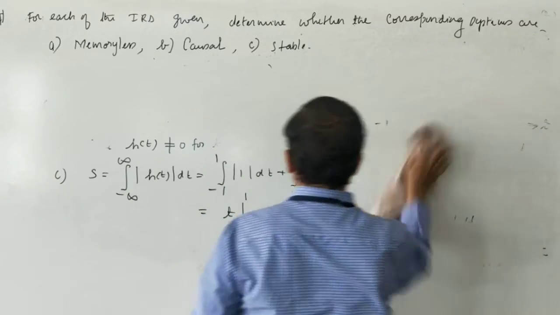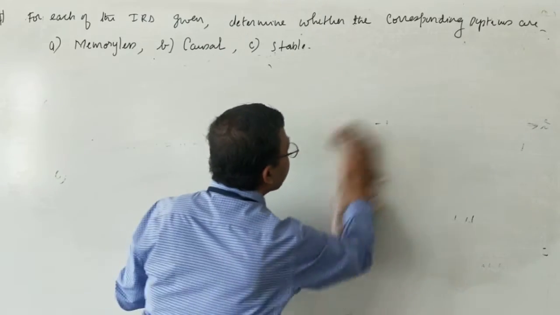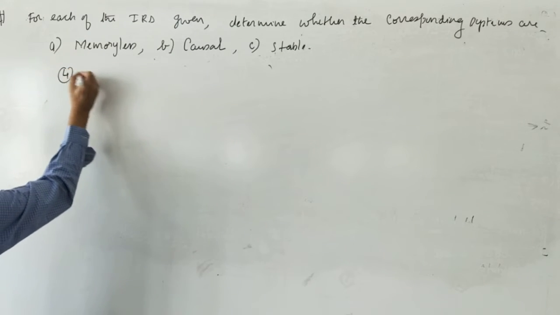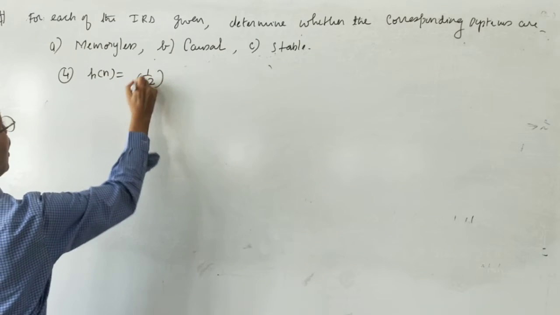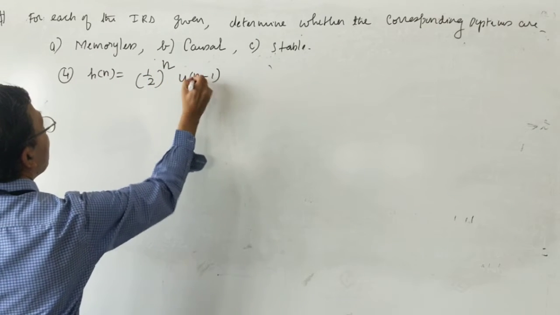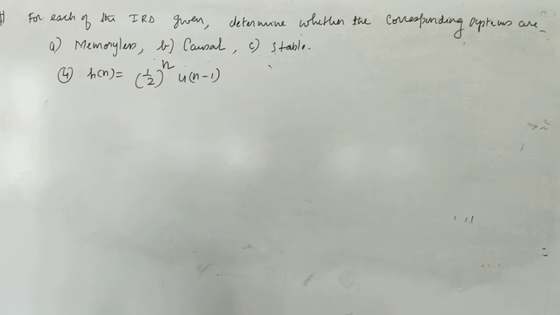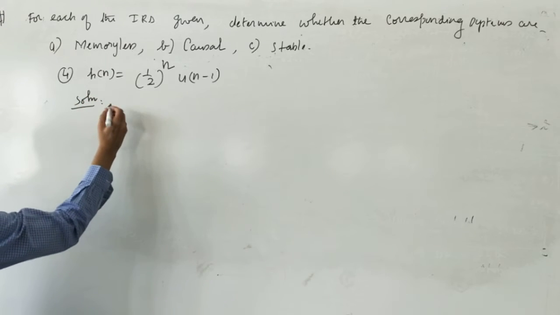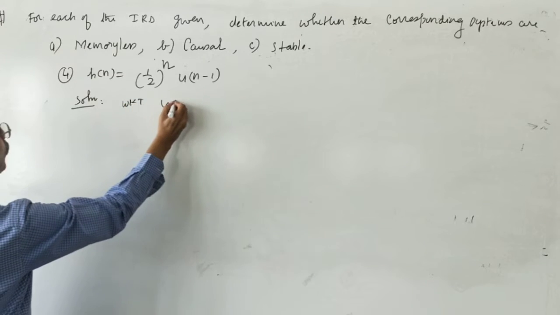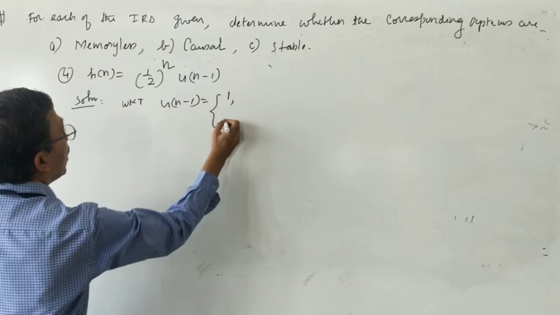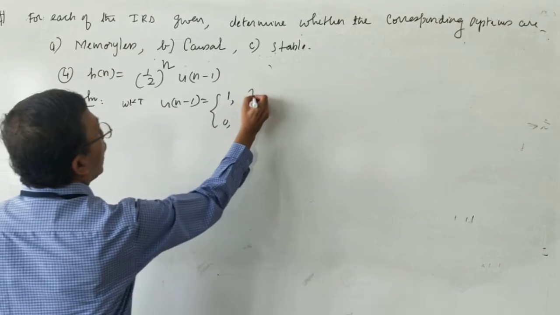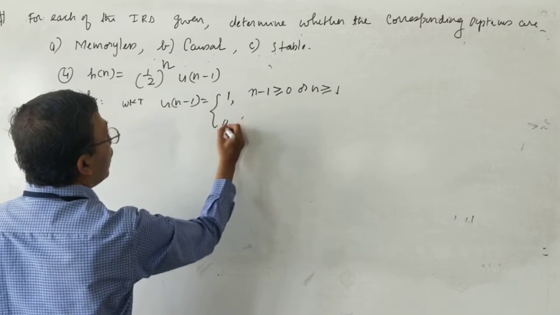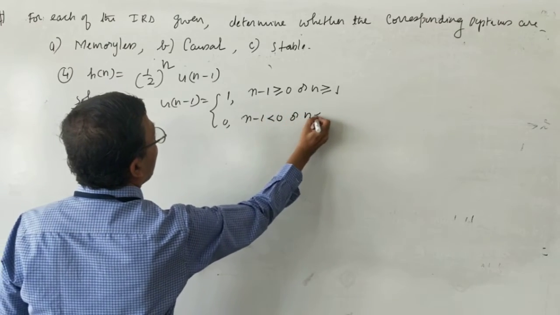I will take one example of a discrete time system. Fourth one: h of n is equal to half to the power n into u of n minus 1. See, u of n minus 1 solution. We know that u of n minus 1 has a value either 1 or 0. It is 1 when n minus 1 is greater or equal to 0, or n greater or equal to 1. It is 0 when n minus 1 is less than 0, or n less than 1.